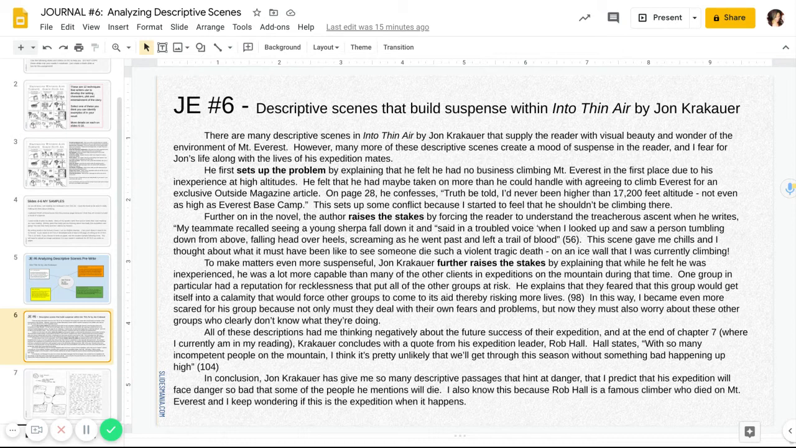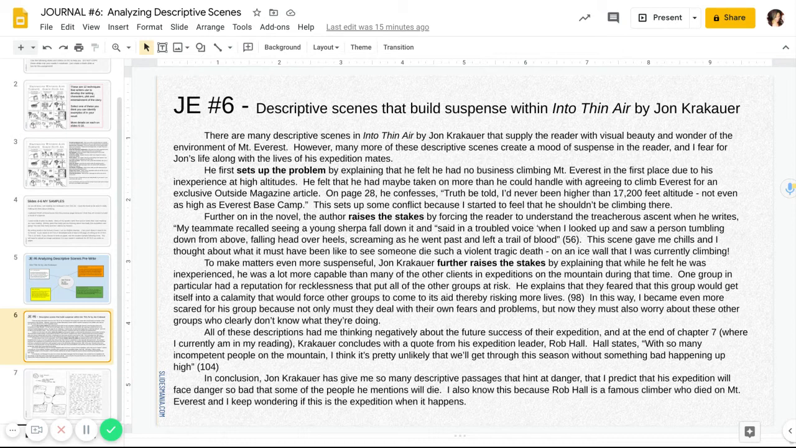In conclusion, Jon Krakauer has given me so many descriptive passages that hint at danger that I predict that his expedition will face danger so bad that some of the people he mentions will die. I also know this because Rob Hall is a famous climber who died on Mount Everest, and I keep wondering if this is the expedition when it happened.